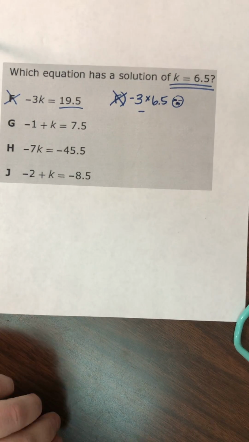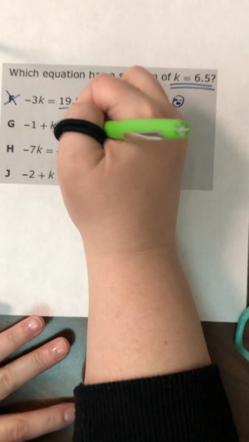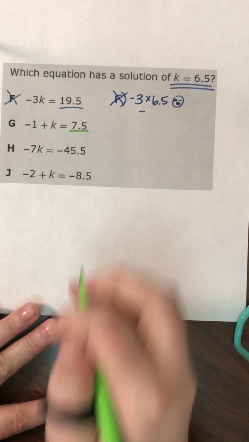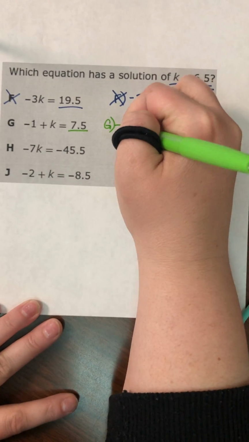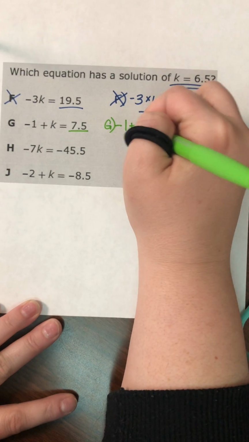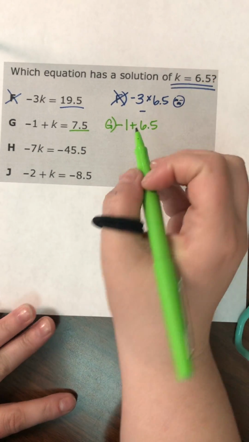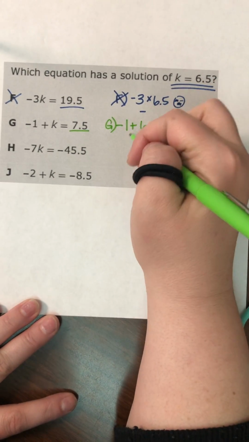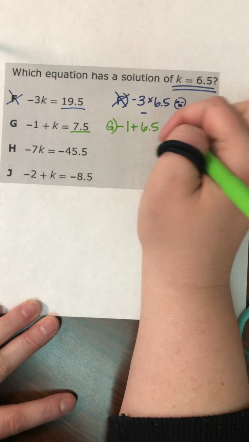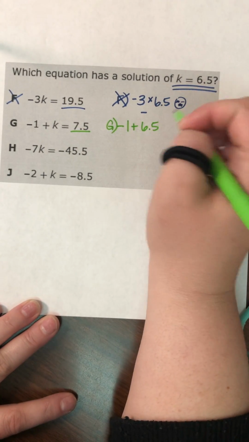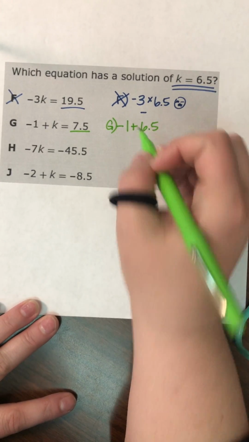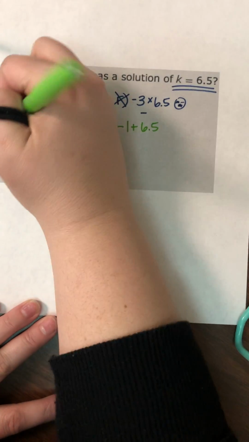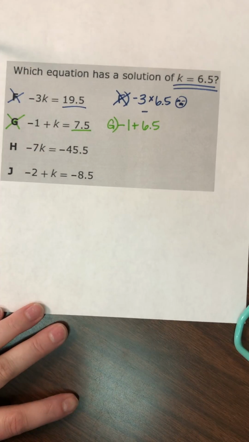Then we have letter G. Letter G says negative 1 plus k, and we're hoping this answer will come out 7.5. So I have negative 1 plus, and again, we're plugging in 6.5 for k. In this case, I have an integer problem, so same or different? Well, these are going to be different, and different means to subtract. And so if I take 6 and subtract 1, I'm not going to get 7. So again, quick elimination there.